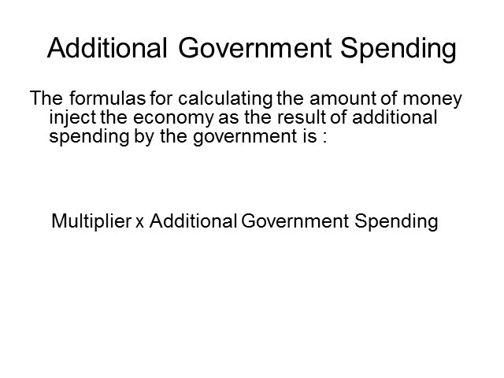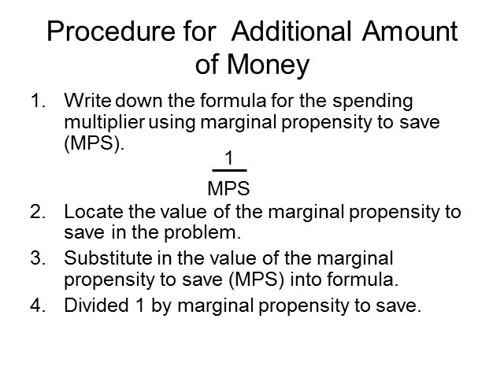This will give us the amount of additional GDP, or the amount of additional income that is generated in the economy. The procedure for doing this is very simple and straightforward. First, we're going to write down the formula for the spending multiplier using the marginal propensity to save, which is 1 over the MPS. Second, we're going to locate the value of the marginal propensity to save in the problem. We will substitute the value of the MPS into the formula, and we will divide 1 by the marginal propensity to save.